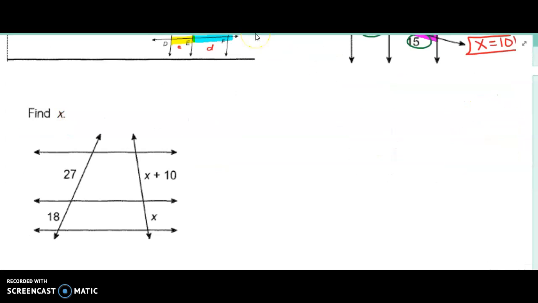All right, so I'm going to go ahead and let you do this one on your own. If it helps you, make sure you highlight the four pieces in different colors, and then we'll go over it.